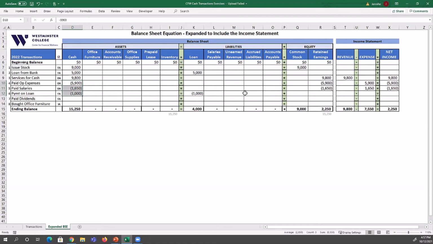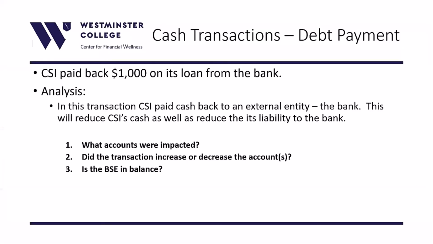Okay, nothing happening in retained earnings, and this isn't really an operational thing, so my income statement is going to stay quiet on that one. All right, let's go to our next transaction.